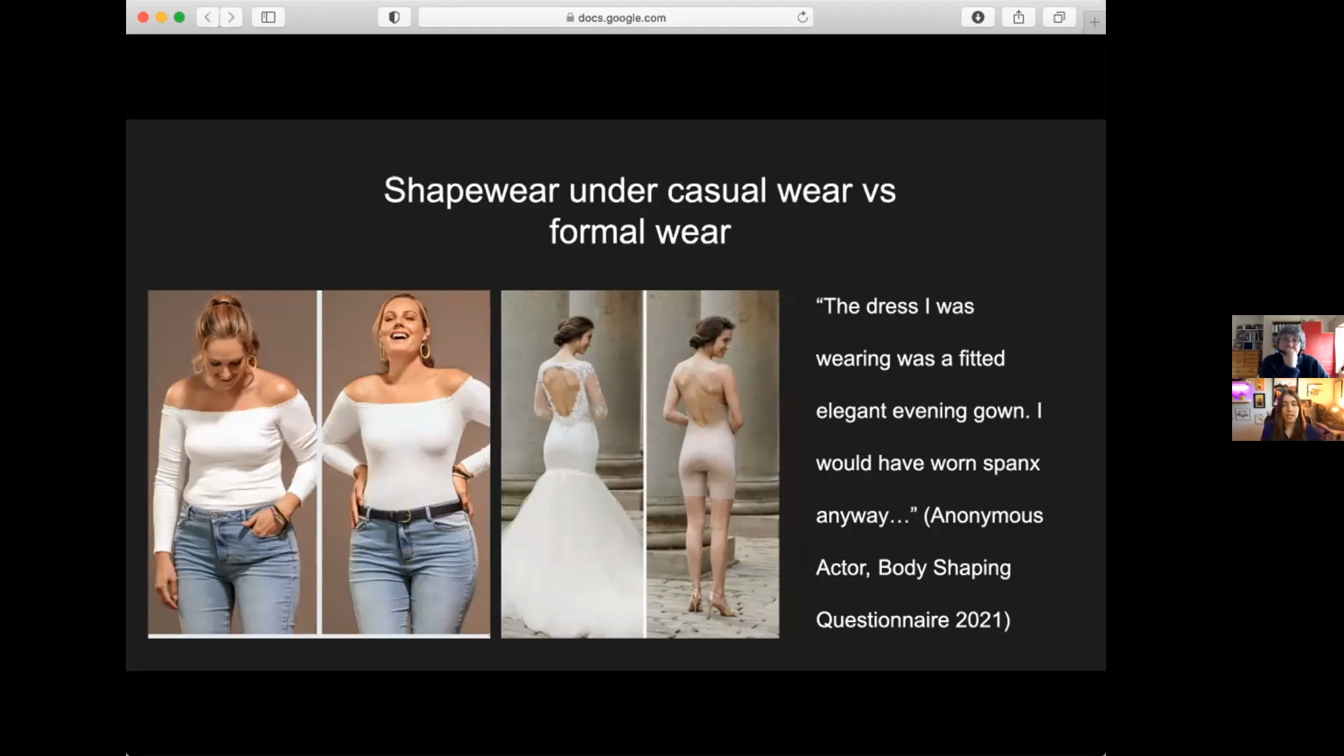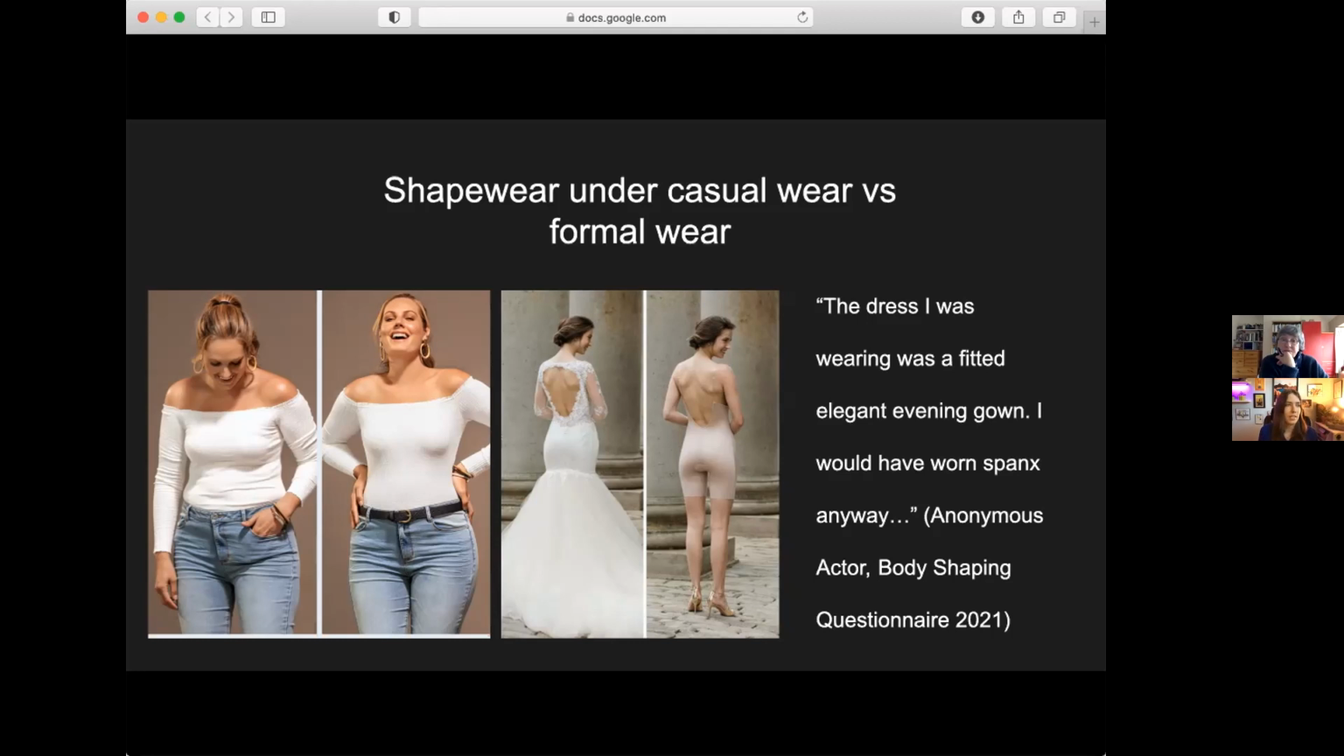So to understand actors' feelings about body shaping, I sent out an anonymous questionnaire to actors from a variety of theatrical backgrounds, community theater, Broadway, dance, all different areas, to ask them about their experiences. The biggest concern regarding shapewear was that there was often a lack of communication about how the use of shapewear was necessary for the character or story that was being told on stage.